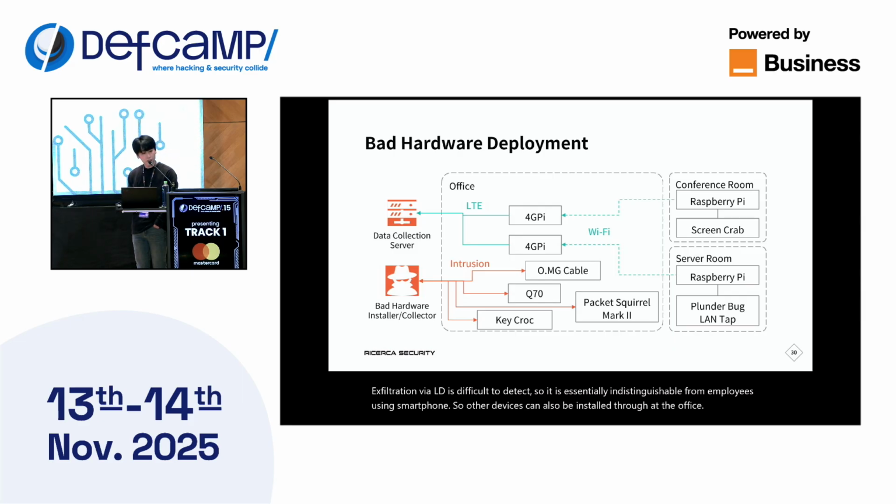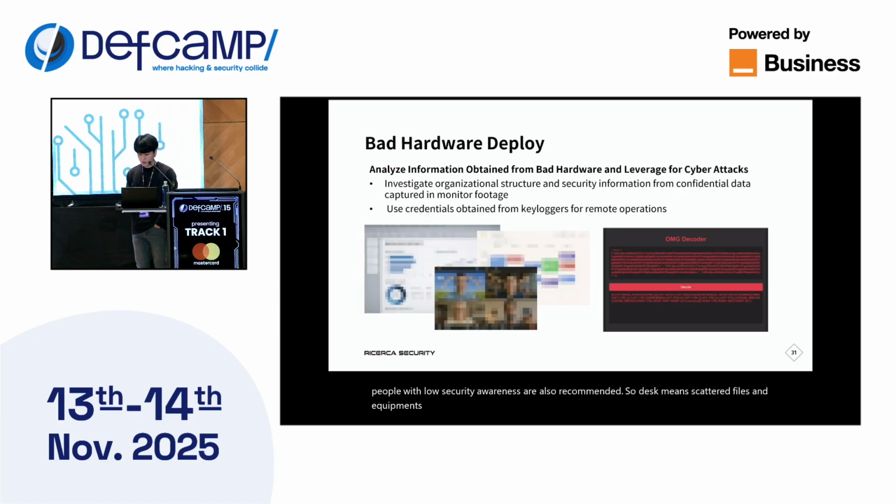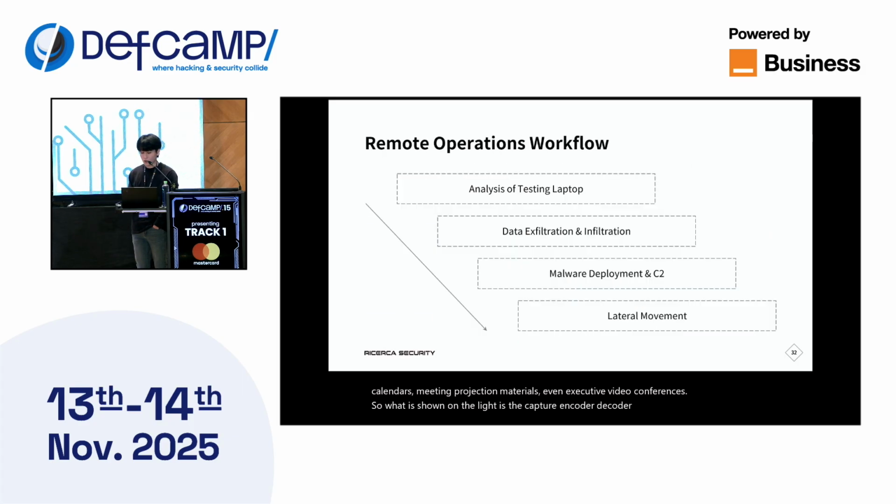So what are the prime targets? Targeting important executives would be ideal, but desks of people with low security awareness are also recommended. So desks with scattered files and equipment are prime targets. With the hardware deployed, in our experience, we could observe many things: employee calendars, meeting projection materials, even executive video conferences. So what is shown on the right is the capture encoder decoder we developed in-house.